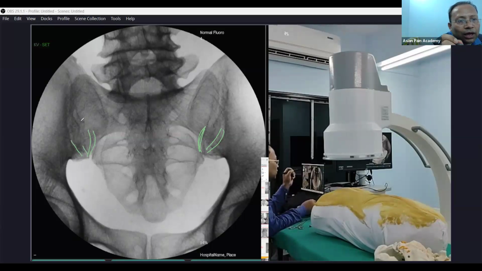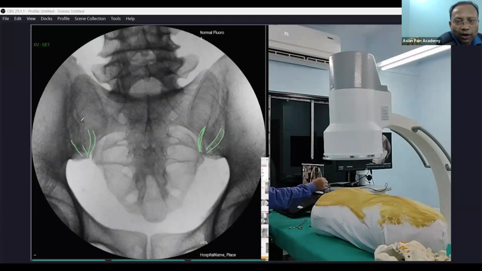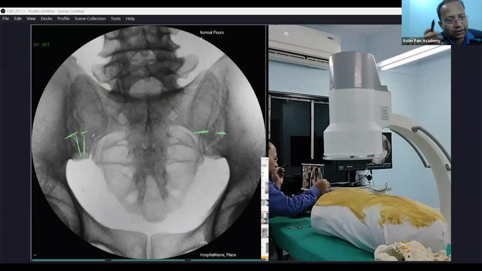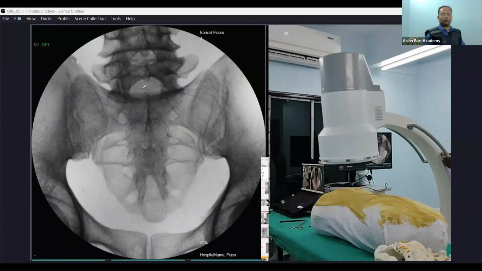Okay. So now we will try to overlap only one third of the total joint line. We will try to overlap only this much of the total joint line. Okay. So let us see. Let us target the right side so that we can do the left-sided contralateral oblique and we see the joint line overlapped. Okay. Left side contralateral oblique.